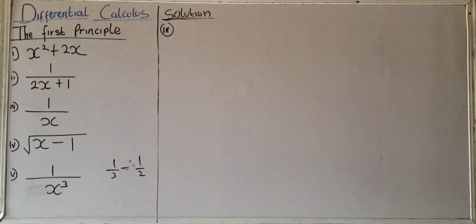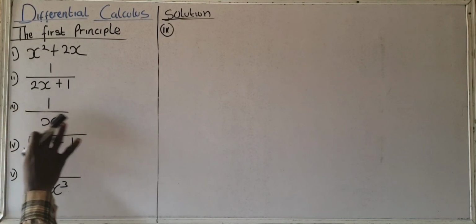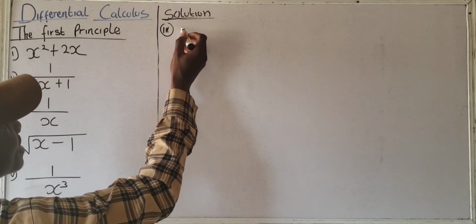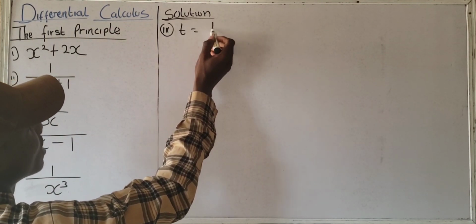Okay, let us proceed to question number 3. We are asked to find the derivative of 1 all over x. All you have to do first is to set a letter equal to 1 over x. So let's say t equals 1 over x.